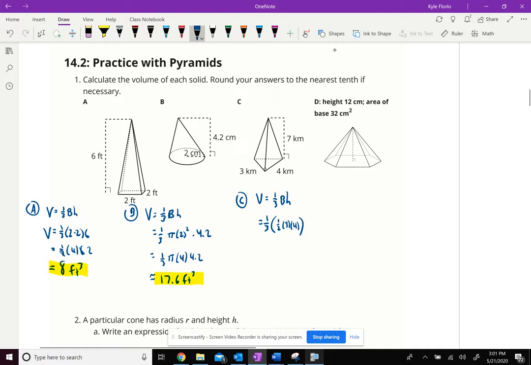So 1/3 the area of the base times the height. The height is 7. So let's see here. Half of 4 is 2. 2 times 3 is 6. So we get 6. A third of 6 is 2. 2 times 7 is 14. So we have 14 cubic kilometers for this volume here.